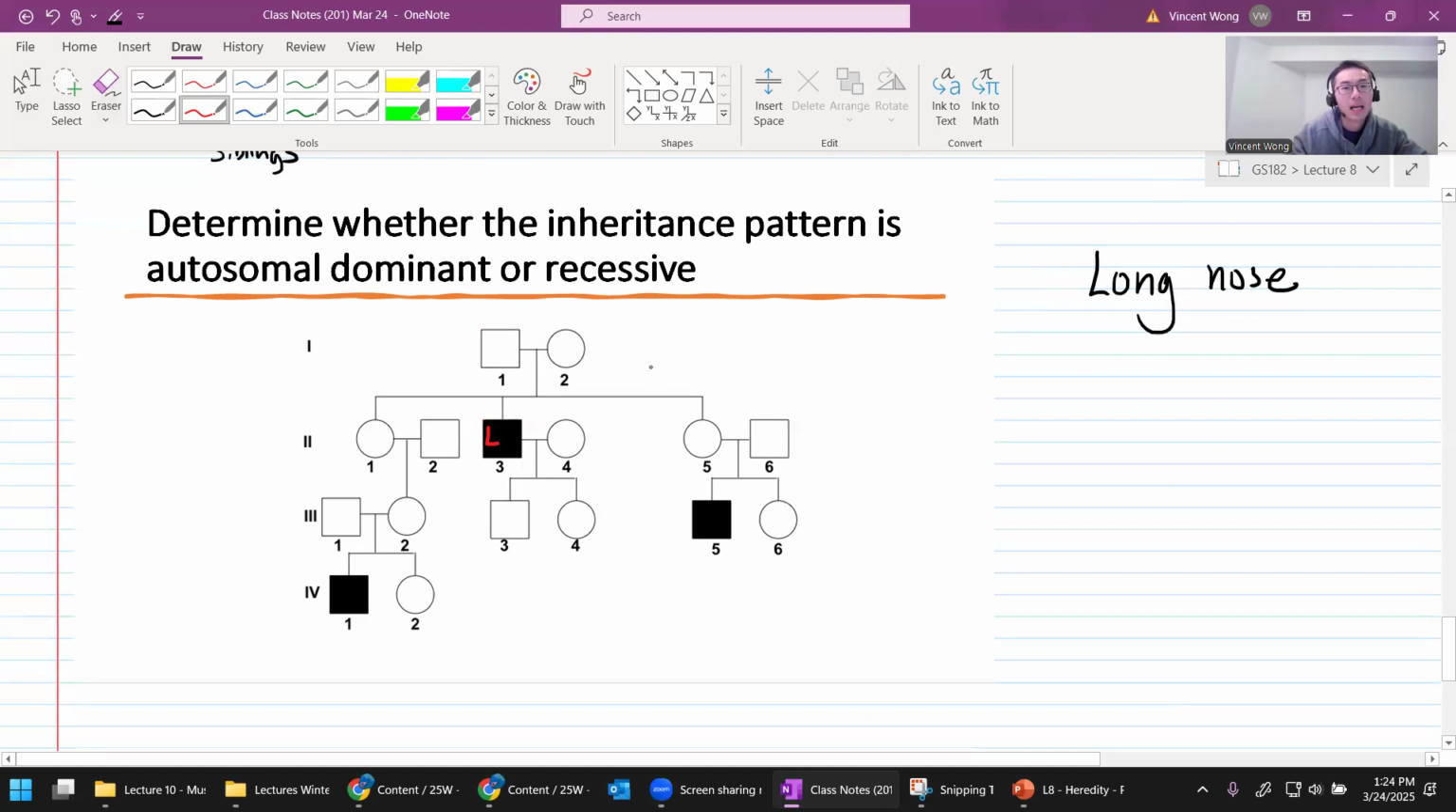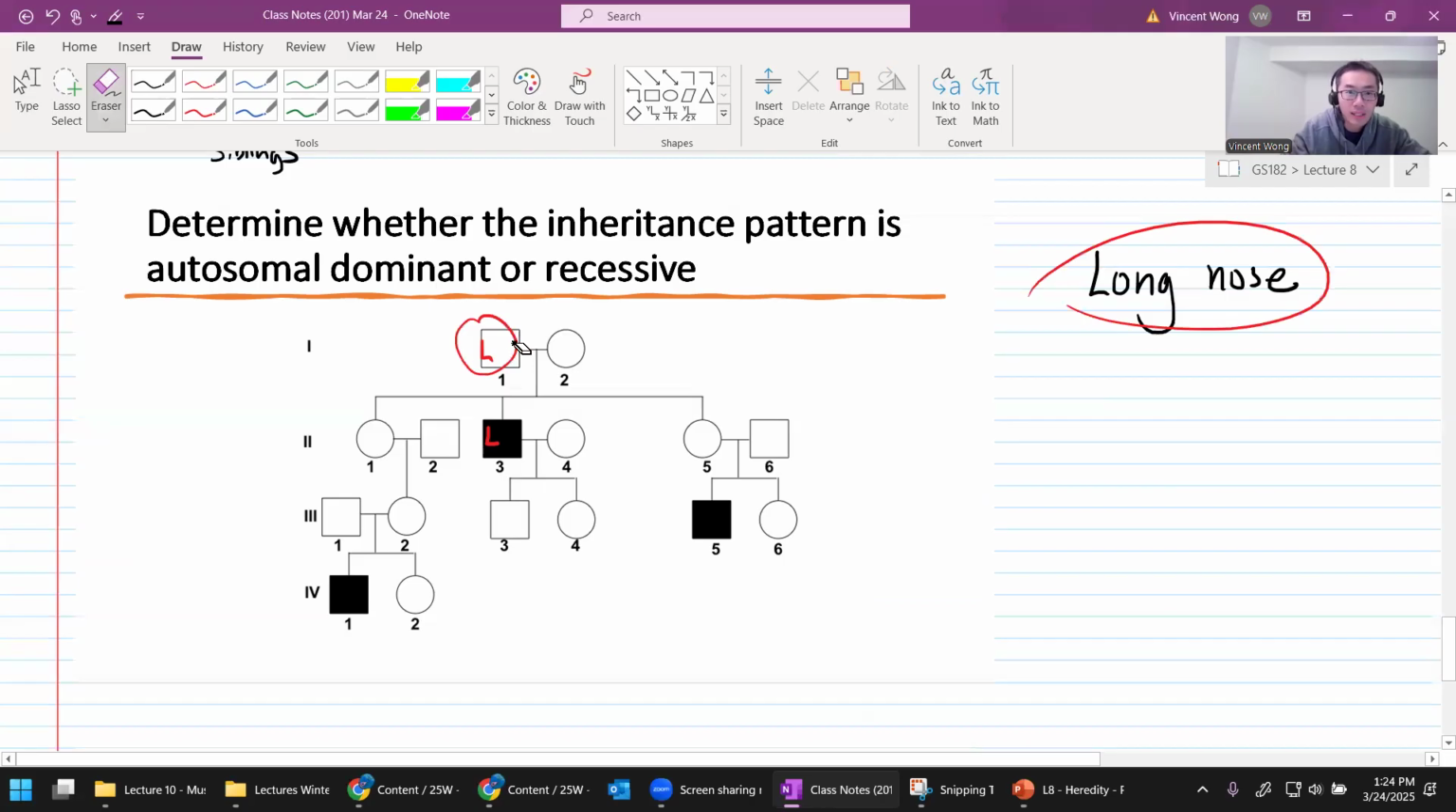Do you then understand that the capital L must have come from the father or the mother? So let's say it came from the father. The father has a big L, and for a dominant trait, if you have one dominant allele, you will have the trait. So it's not possible for the father to have a big L and yet not have the long nose. You understand that?